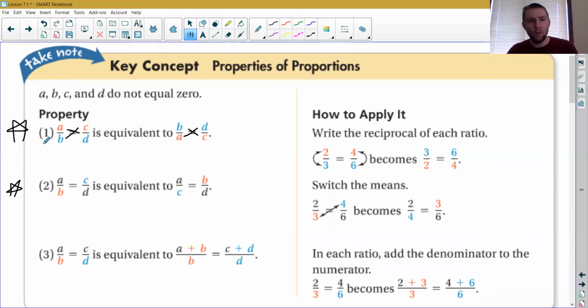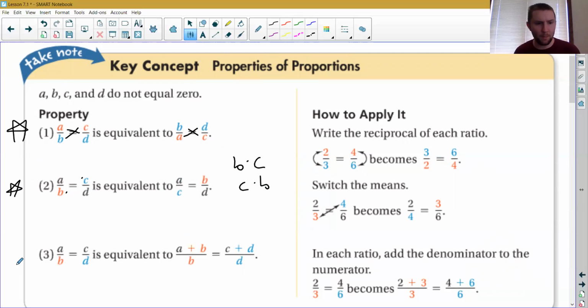We can also flip around the extremes or the means and keep the ratio exactly the same. So specifically here they say you can take the bottom number of the first ratio and the top number of the second and flip them around and you get the same thing. Because it doesn't actually matter if you do B times C or if you do C times B. It doesn't matter which order you multiply them in, so you can flip those around in the proportion and it's exactly the same thing.